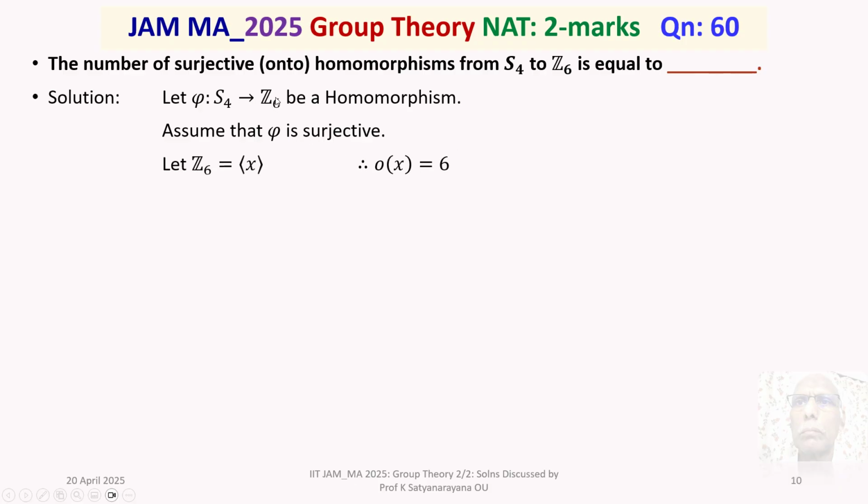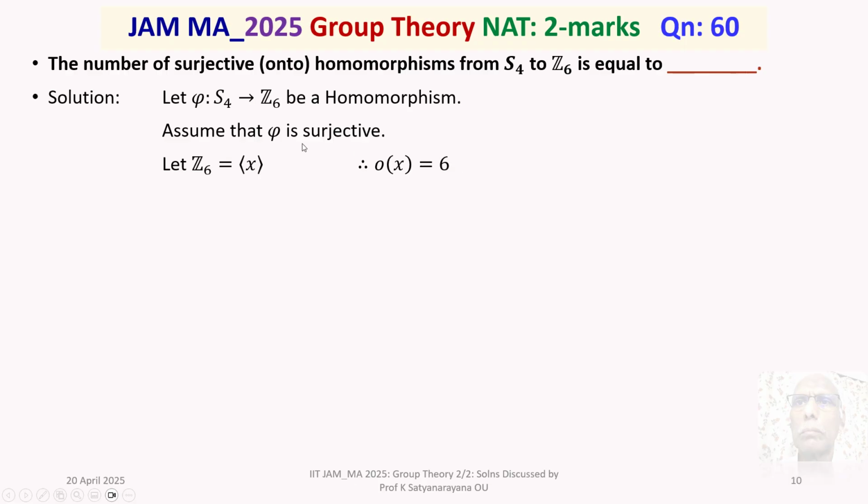And what is Z6? Z6 is always cyclic. Zn is cyclic. So when it is cyclic, let X be its generator. So let Z6 be a cyclic group generated by X. And what will be the order of X? It generates Z6, therefore order of X is 6.